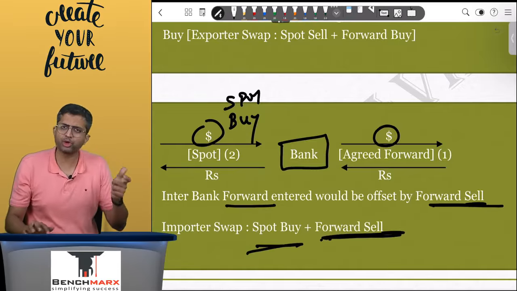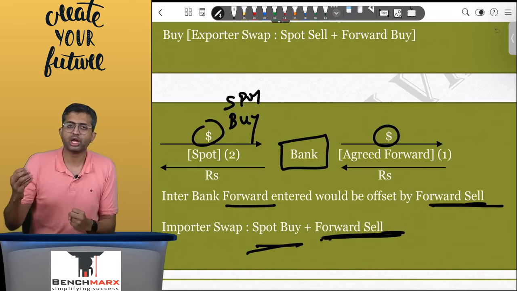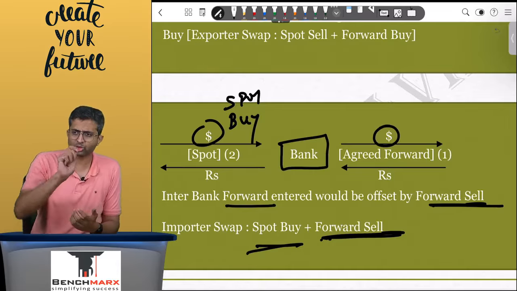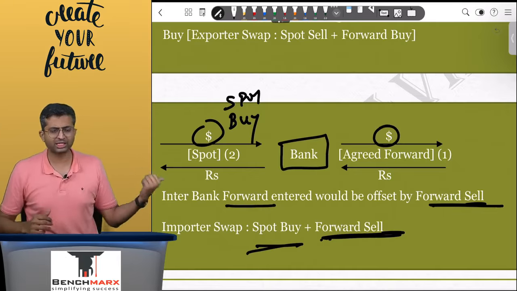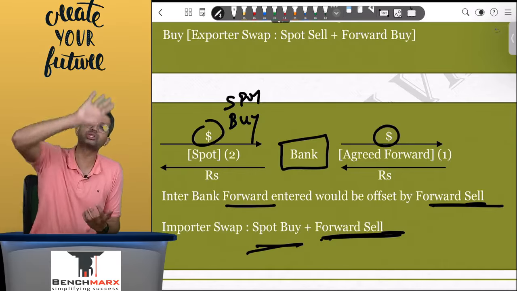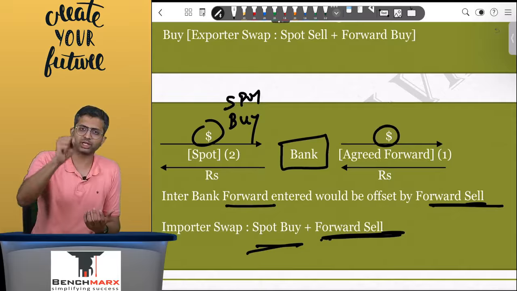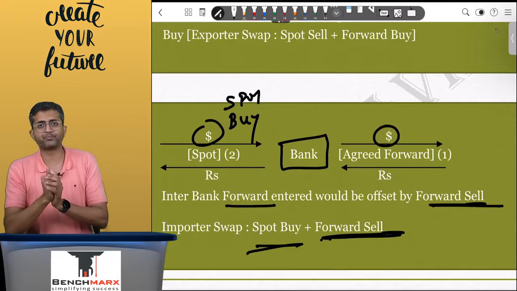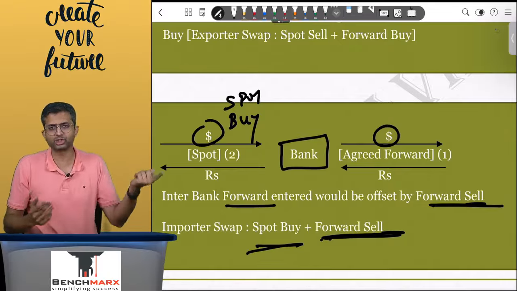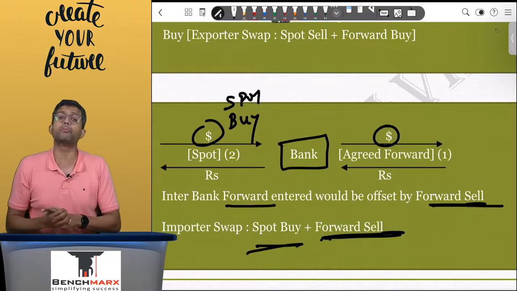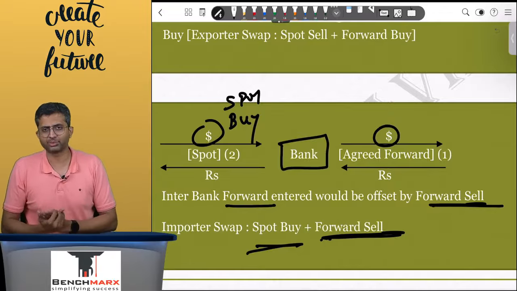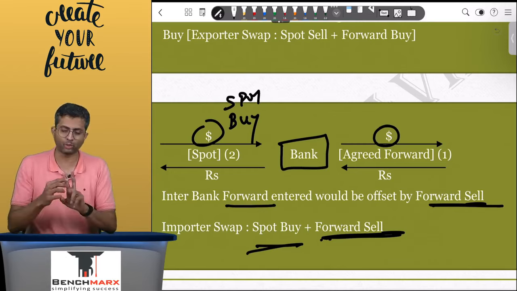For exporter, it will be opposite. So over here for exporter, the exporter is giving you early delivery of dollars. If the exporter is giving you early delivery of dollars, you have to give rupees, but those dollars you will sell in the spot market. So there will be a sell in the spot, and the bank must have originally entered into a contract to sell these dollars that it was going to receive. Now you don't need it, so you will cancel it by entering into a buy transaction. And hence there will be a forward buy for the balance unexpired period. So basically, long story short, there will always be opposite actions.